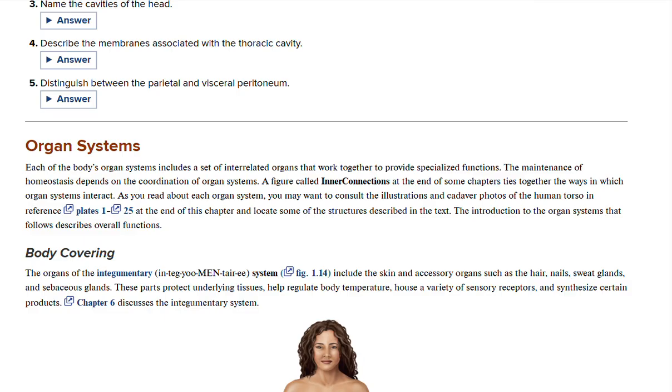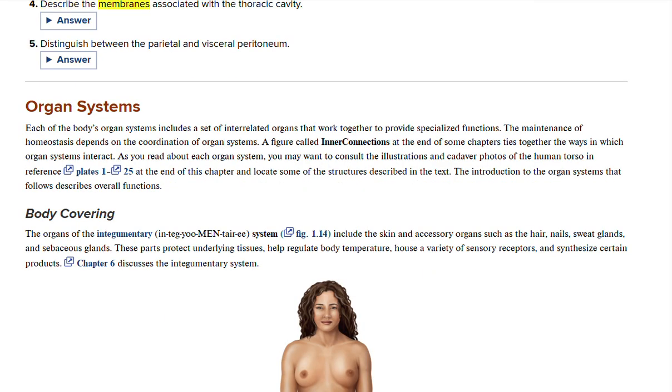Revealed content has ended. Describe the membranes associated with the thoracic cavity. Answer. Start revealed content. Double-layered serous membranes line the walls of the thoracic and abdominopelvic cavities and surround each organ. The parietal layer lines the wall of the cavity, and the visceral layer surrounds an organ. Between the layers is a potential space, or cavity, filled with lubricating fluid. The pleural membranes surround the lungs, the pericardial membrane surrounds the heart, and the peritoneal membrane surrounds the abdominopelvic organs.